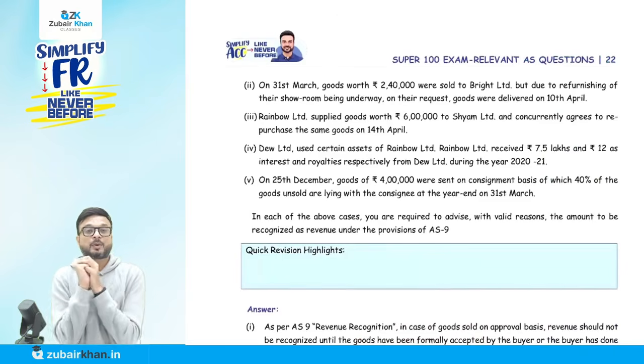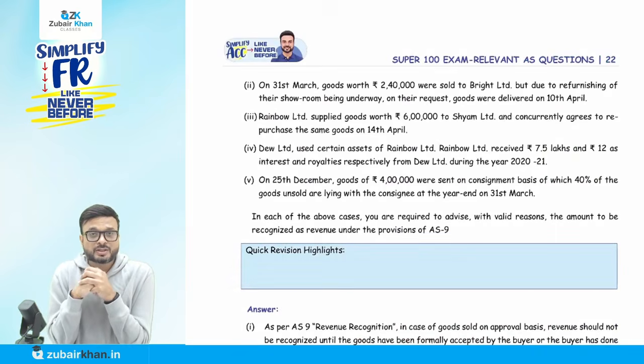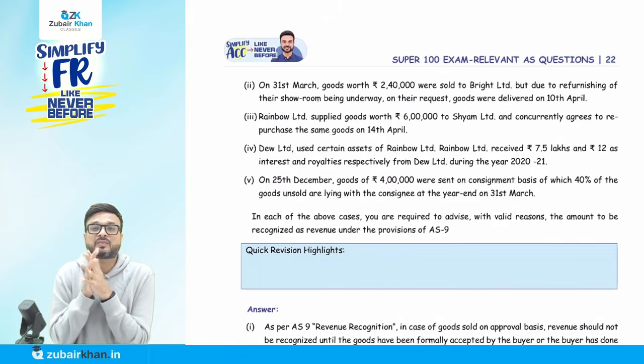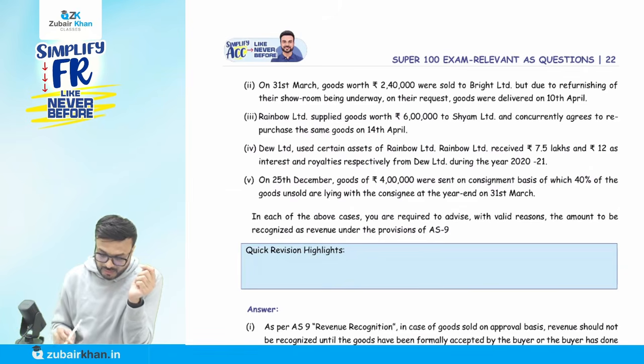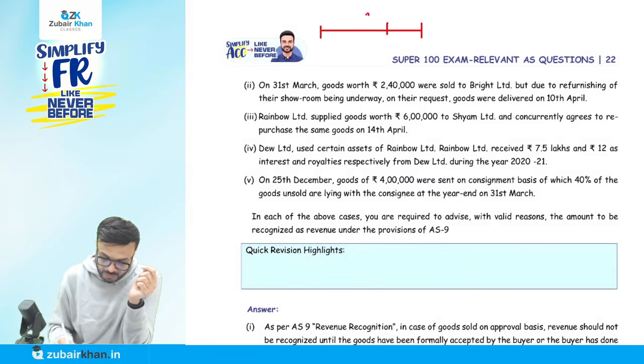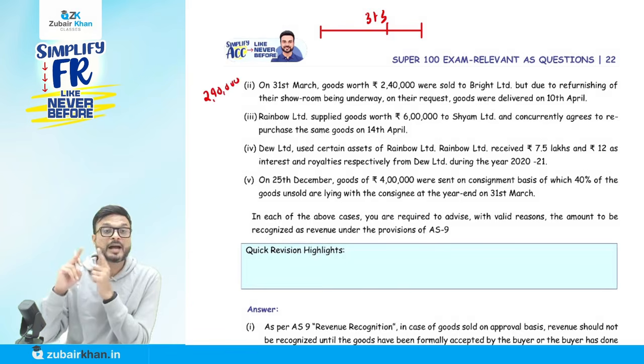Point number 2 says that on 31st of March, goods worth rupees 2,40,000 were sold to Bright Limited, but due to refurnishing of their showroom being underway, on their request, goods were delivered on 10th of April. The year comes to an end on 31st of March. So here, on 31st of March, can I record it as a sale? The answer is yes, because it is a case of goods delivery delayed at the buyer's request.